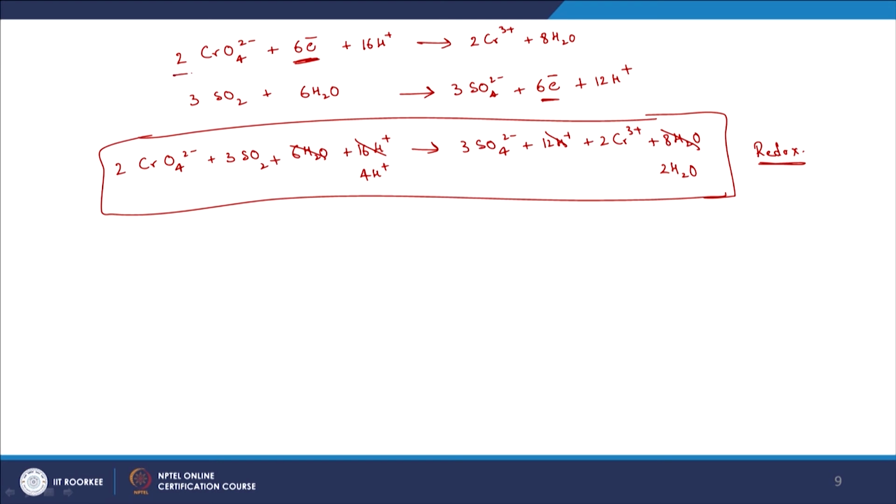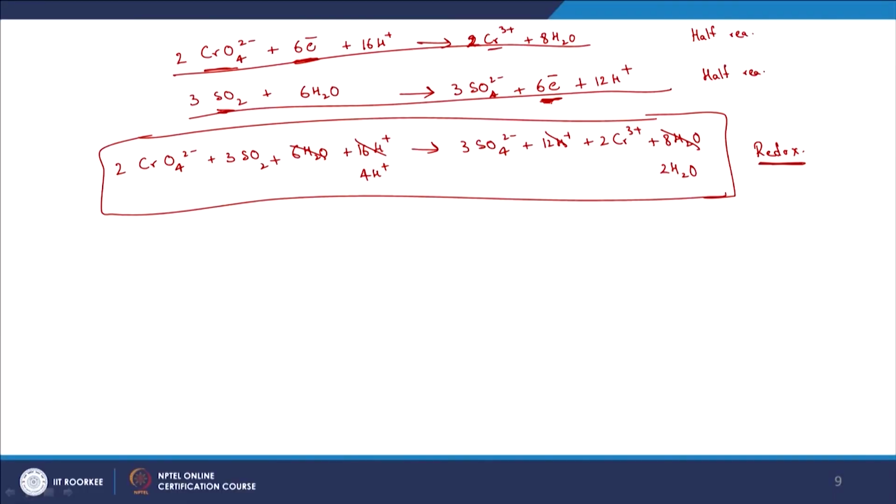And here we have the chromium being reduced and the sulfur being oxidized. So these are the relevant half reactions, and this is my overall redox reaction. Let's just try to identify what's happening here. The sulfur is donating its electrons, and these electrons are being accepted by chromium in the form of CrO4 2 minus, and it's transforming into Cr3 plus.